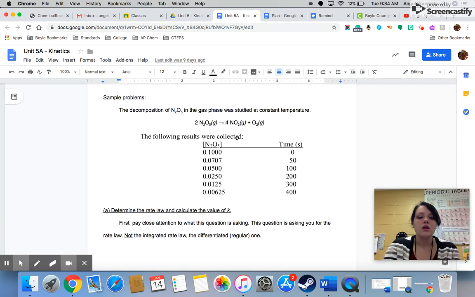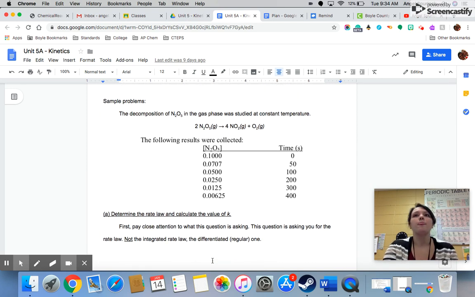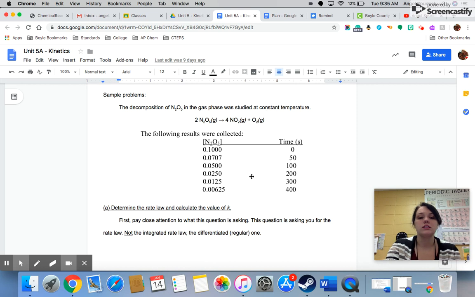So all we're going to do now are some sample problems, okay? These are sample problems that I took from some other AP notes, so they are not AP practice problems. These are just sample problems to help us become more familiar with integrated rate law, okay? So this says the decomposition of N2O5 was studied at a constant temperature, and they've given us this table with information in it. Notice this is concentration versus time. So this is going to tell us immediately that we are going to need to work with integrated rate law.